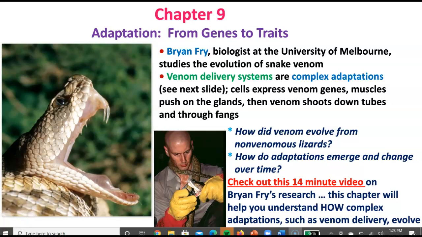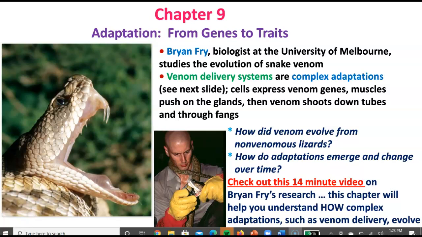and a functional eye needs all those components to be functioning properly for an eye to work. And that is one of the challenges that evolutionary biologists have faced: how do we explain the evolution of such a complex structure? The evolution of the eye will be addressed later in this chapter. The introduction to the chapter talks about venom delivery systems in snakes specifically.